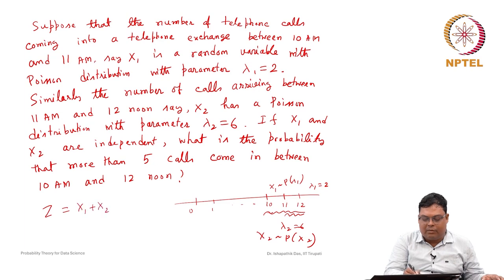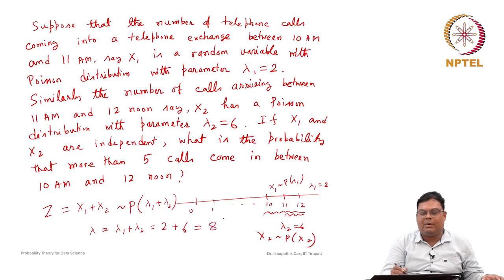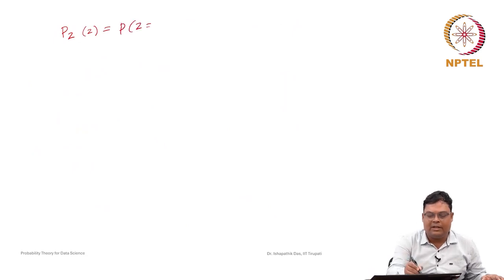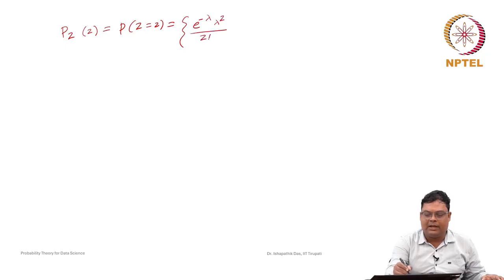We know that X1 plus X2, because they are independent, has a Poisson distribution with parameter lambda 1 plus lambda 2. Now we know that lambda 1 is 2 and lambda 2 is 6, so this is nothing but 8. So Z has Poisson distribution with parameter 8. So the probability that Z equals z is e to the power of minus lambda, lambda to the power z by z factorial, whenever z is 0, 1, 2 and so on, and it is equal to 0 otherwise.